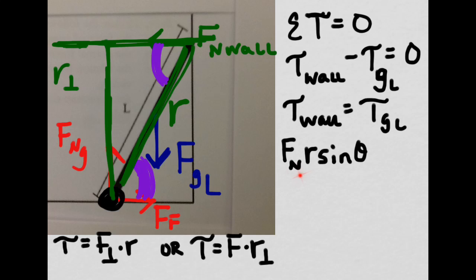Filling in Fn, R, where's that come from? Well, that was the length of the bar, because that is where Fn is located. I wanted this perpendicular length, so it becomes R sine of theta.